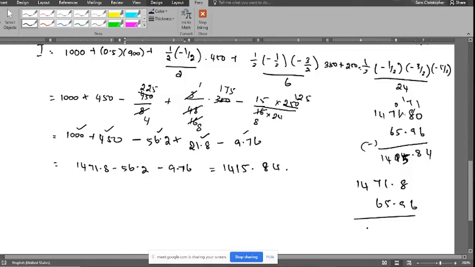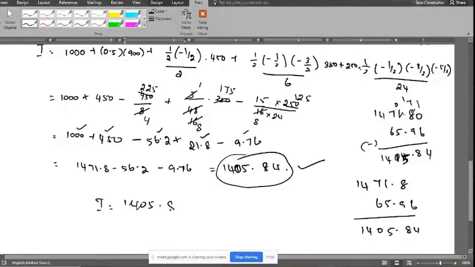Correct. 1405.84. So it should be 0. Okay, yes, it's correct. 1405.84. Okay, fine, it's going to be easy. It's right. That's it. So the I value is 1405.84 when V is equal to 9.